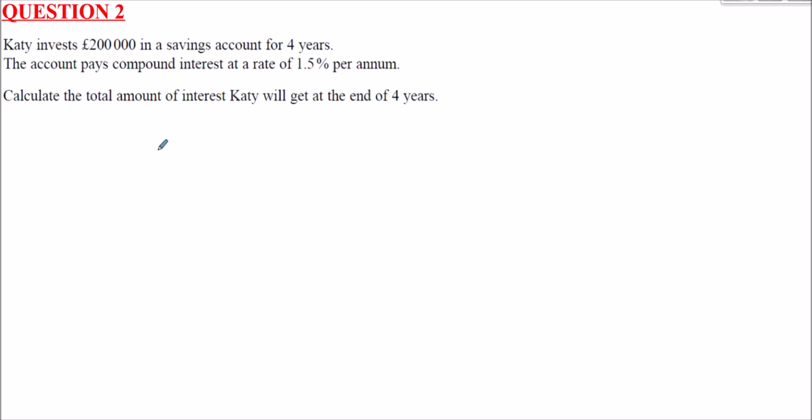Question 2, Katie's investing £200,000 in a saving account for 4 years. Lucky Katie, that's a lot of money. The account pays compound interest at a rate of 1.5% per annum. Now, per annum is just an old-fashioned way of saying per year. We now have to work out the total amount of interest Katie will get at the end of 4 years.